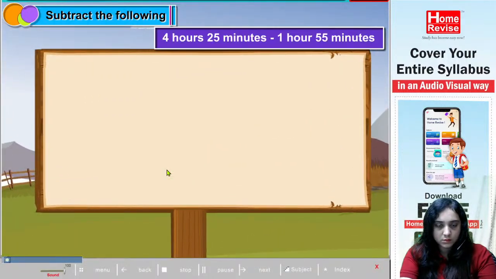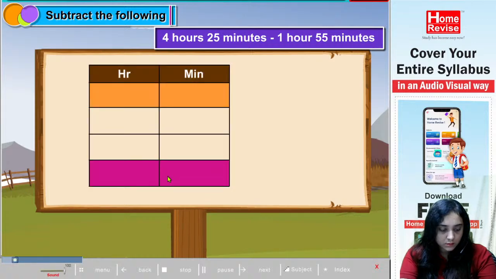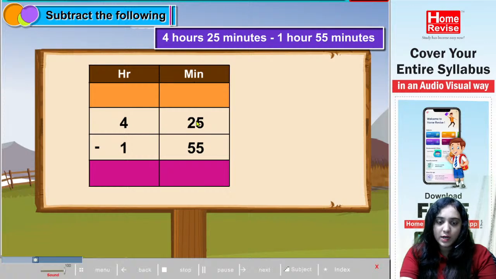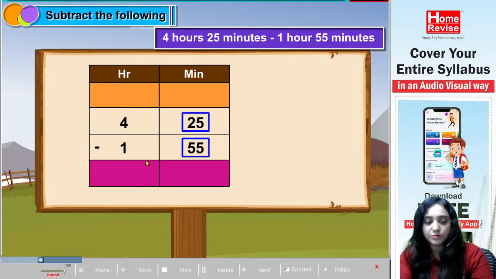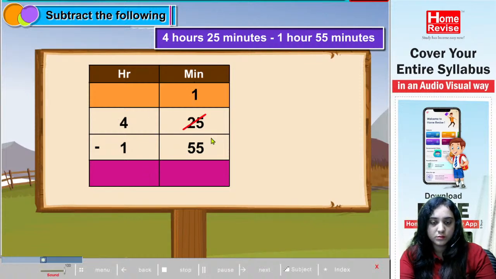3. 4 hours 25 minutes minus 1 hour 55 minutes. We write it down vertically as hours and minutes column respectively. 4 hours 25 minutes we write as 4 in the hours column, 25 in the minutes column. 1 hour 55 minutes we write it down as 1 in the hour column, 55 in the minutes column.